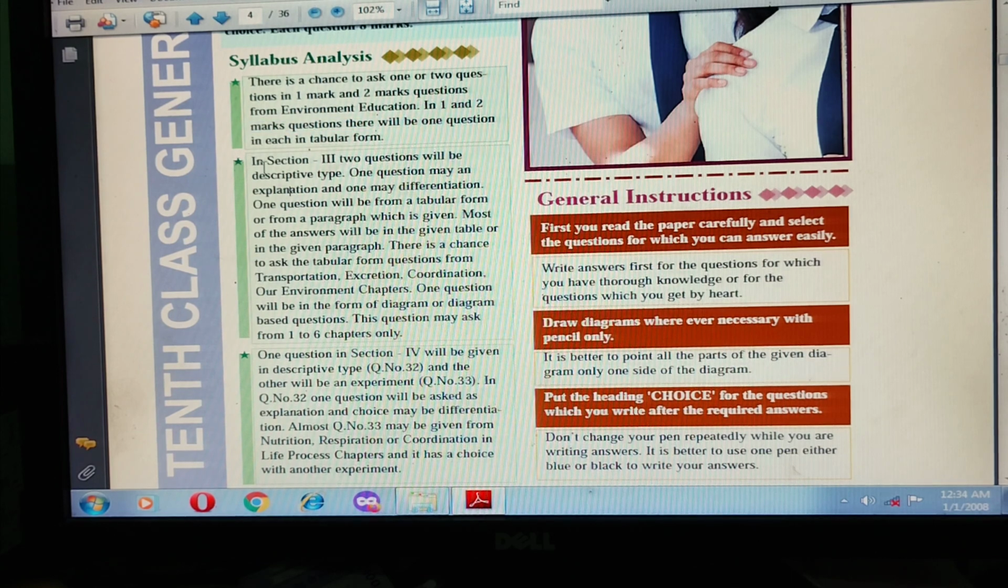Next, in Section 2, two questions will be descriptive type. Here descriptive is nothing but explanation questions. For example, explain the structure of chloroplast with a neatly labeled diagram. We have to describe the working of chloroplast and the function of sperm cells. These kinds of questions will be asked, and one question may be an explanation and one may be a differentiation. Remember this word, differentiation, it is very important in biology.